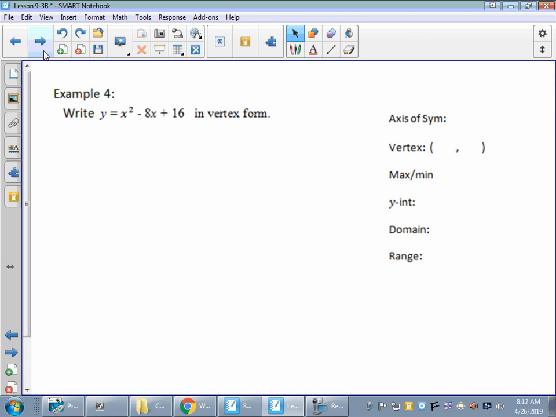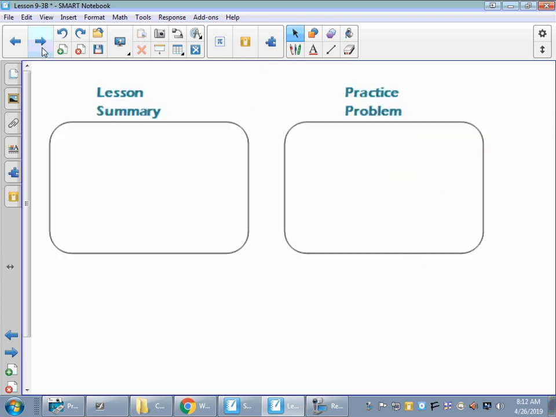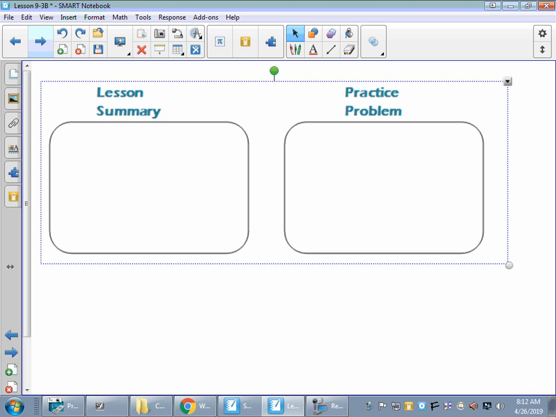Okay, so we got a couple examples for you to work on. That brings us to the lesson summary. So our question here is, the first thing is, how do you know, where is it? How come I can't get it?